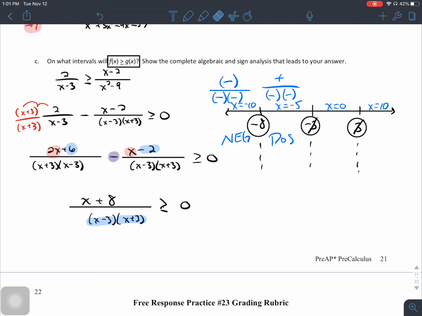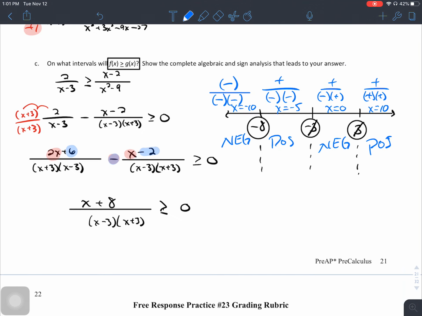If I put a 0 into the top, I'm going to get a positive. If I put it into the bottom, each of those I'm going to get a negative and a positive. Multiply these three together, we get a negative. If I put 10 into each of these, they're going to be a positive all the way around. Multiply or divide three positives, you're going to get a positive.